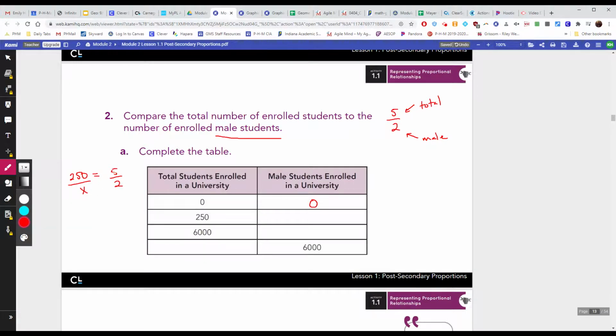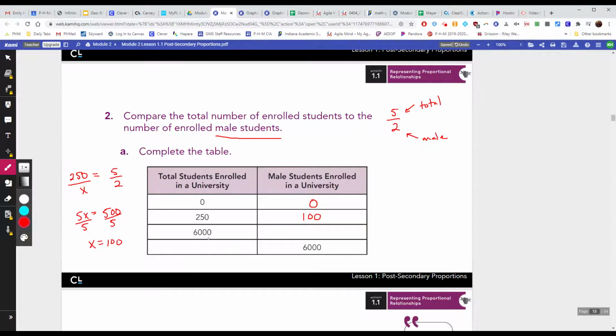So I'm going to cross multiply. X times 5 is 5x. 250 times 2 would be 500. And then to solve for x, I'd divide by 5 on both sides. And I would find that there are 100 male students enrolled in the university if there were 250 total.